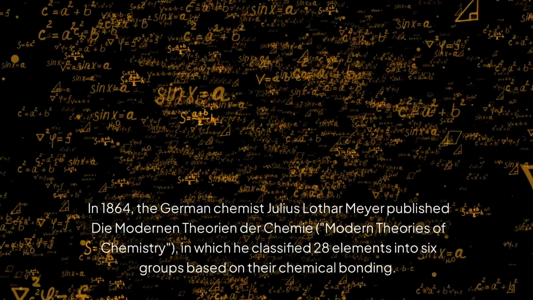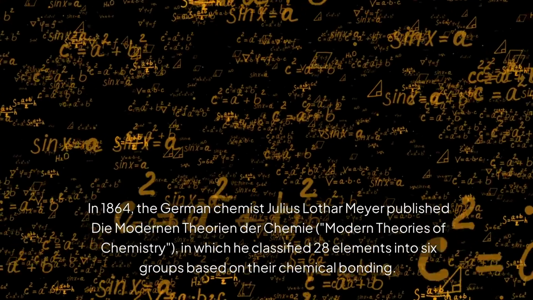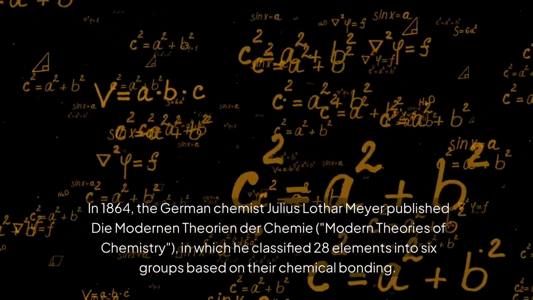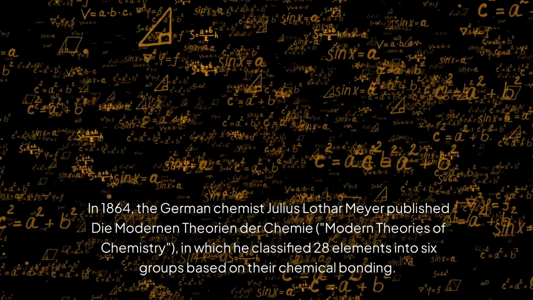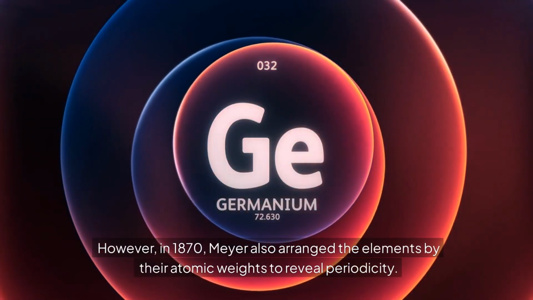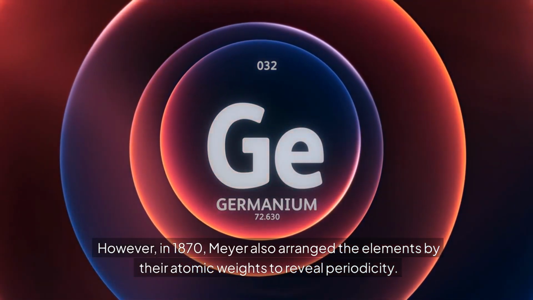In 1864, the German chemist Julius Lothar Meyer published Die modernen Theorien der Chemie, Modern Theories of Chemistry, in which he classified 28 elements into 6 groups based on their chemical bonding. However, in 1870, Meyer also arranged the elements by their atomic weights to reveal periodicity.